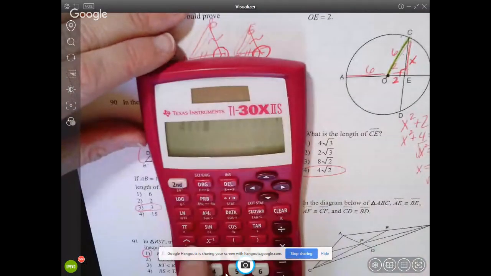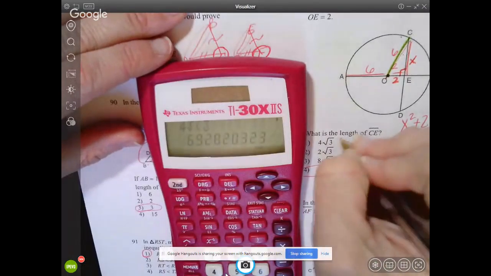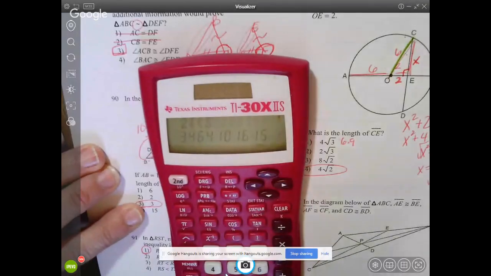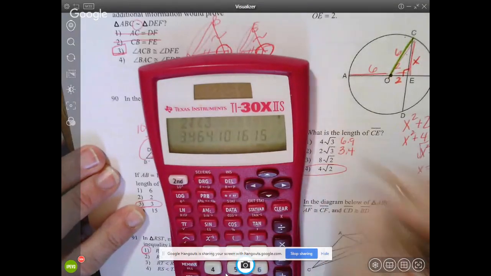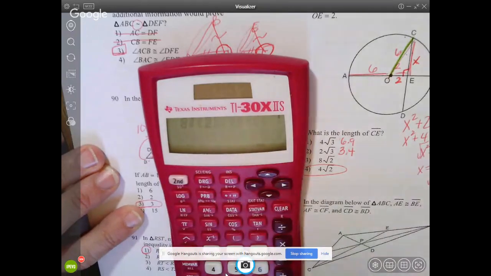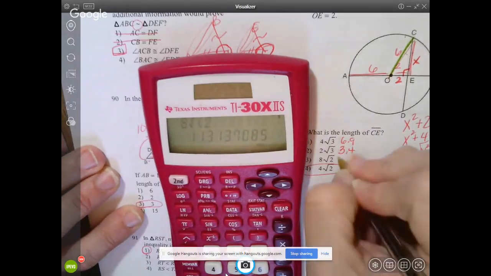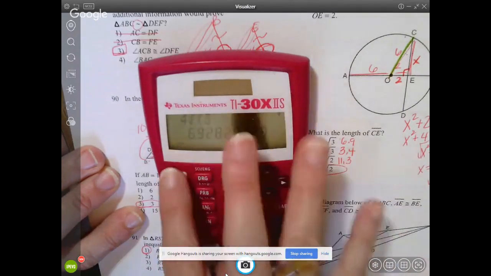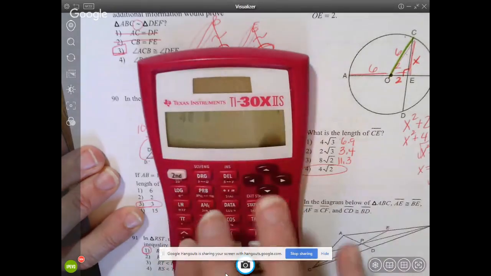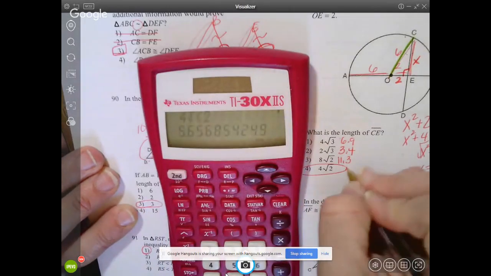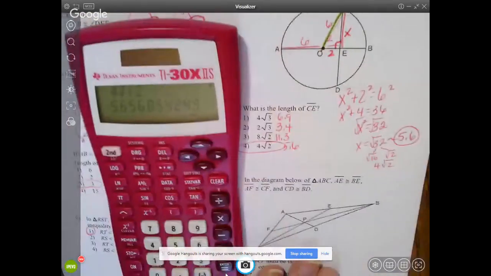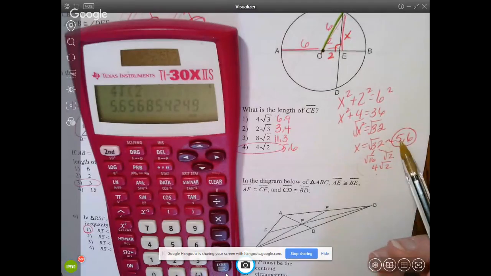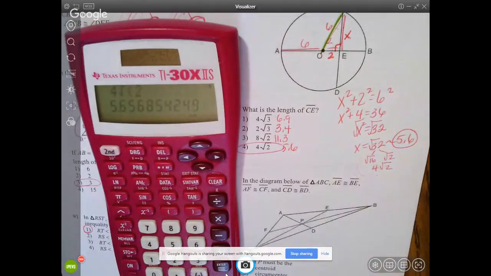Well, 4 square roots of 3 is 6.9, so we know it's not that. 2 square roots of 3 is 3.4, so we know it's not that. 8 square roots of 2 is 11.3, so we know it's not that. 4 square roots of, sugar shoots. 4 square roots of 2 is 5.6, so that matches up. So whether you do it the correct way or you just turn it into a decimal and see which decimals match, either way you'll get the correct answer.